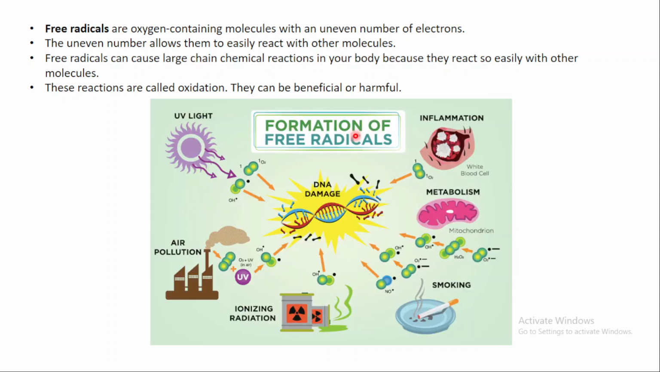And here is a schematic showing the formation of free radicals and how it can affect our body. So in presence of UV light, oxygen present in the atmosphere can turn into hydroxyl radicals. Inflammation of the white blood cells. Mitochondria is a major source of reactive oxygen species in our cells. Smoking can also induce production of free radicals. Ionizing radiation or air pollution, which also has effect from UV, and all these reactive oxygen species can go inside the cell, go inside the nucleus, and damage the DNA of a cell of an organism.